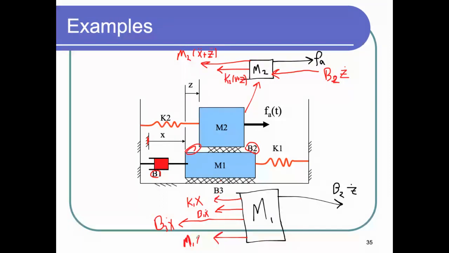It is M1 x double dot. Okay? Now, can you get two equations describing the system dynamics using these free body diagrams and the forces we just identified?